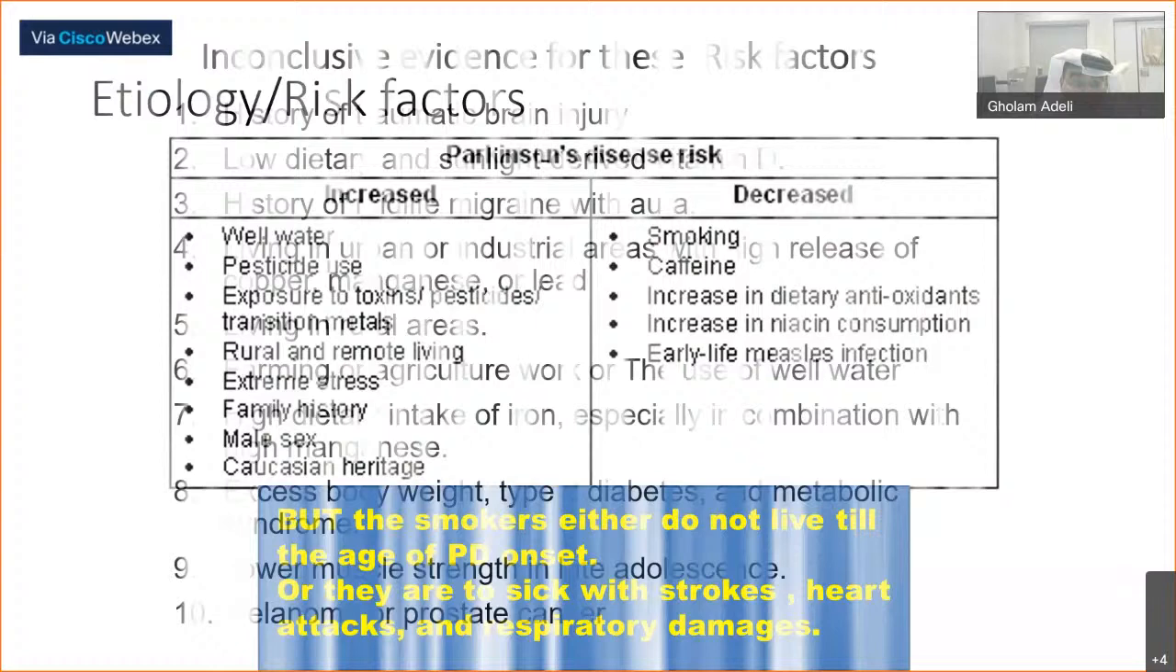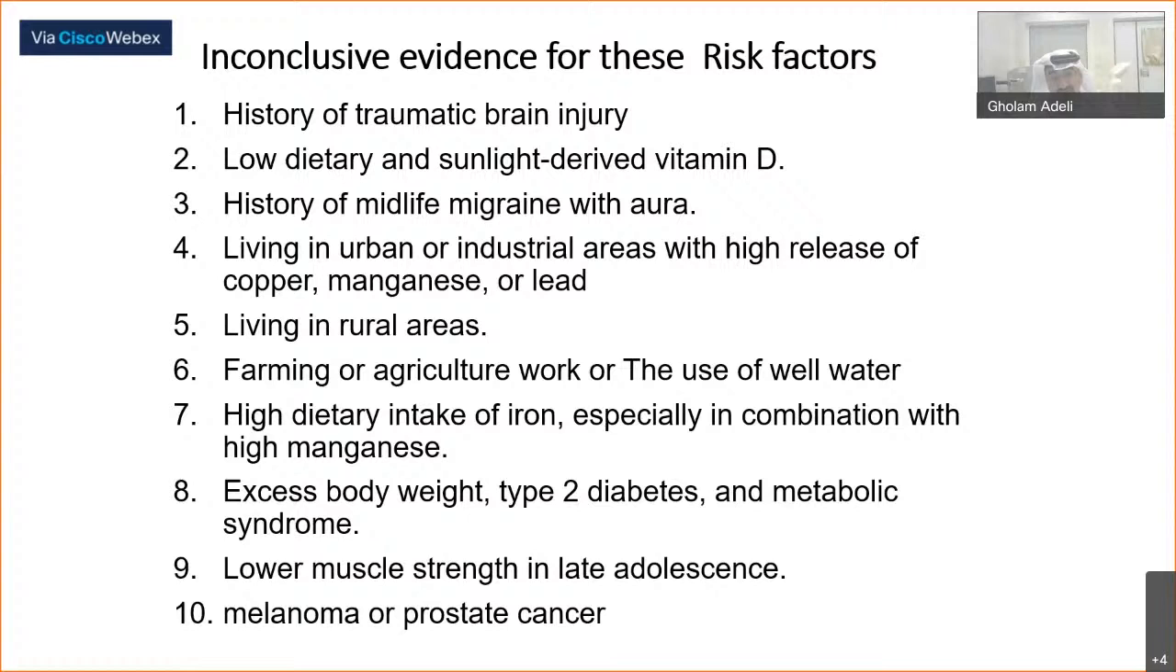So these are some of the inconclusive evidence for the risk factors of Parkinson's disease: traumatic brain injury, as in Muhammad Ali, low dietary intake and sunlight, low vitamin D, a history of midlife migraine, excessive weight, lower muscle strength in late adolescence, melanoma, prostate cancer. But as we mentioned, they have inconclusive evidence to blame them.